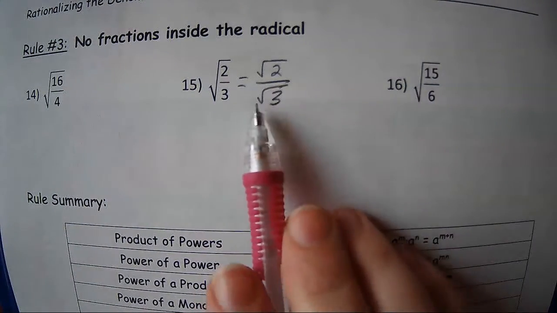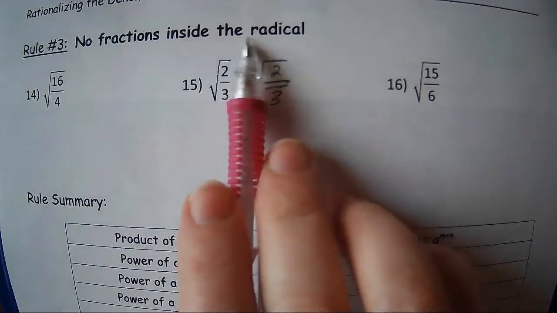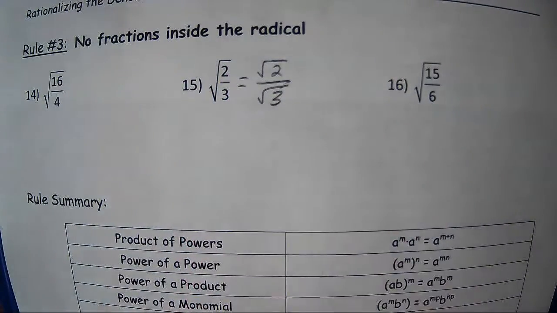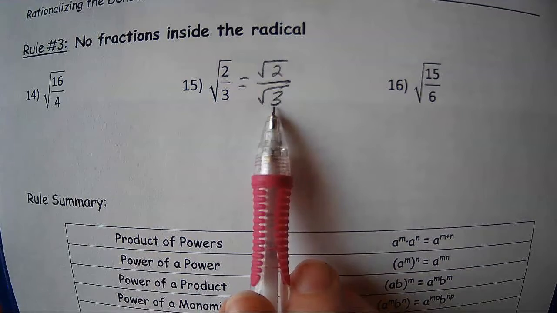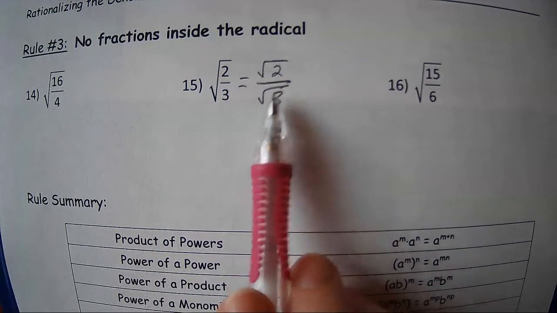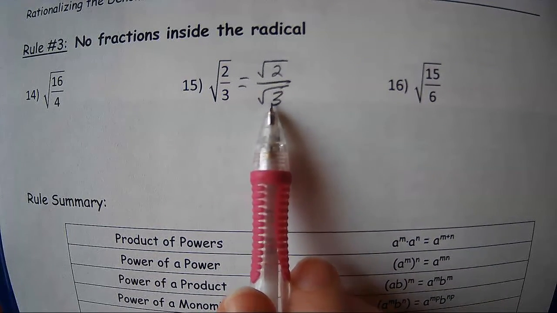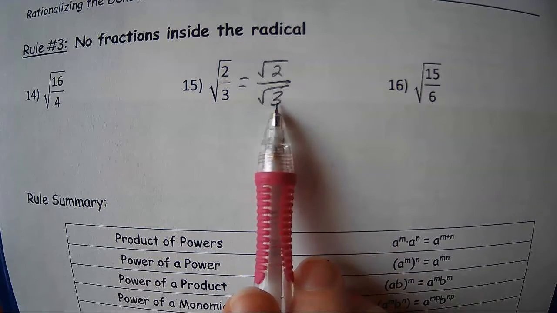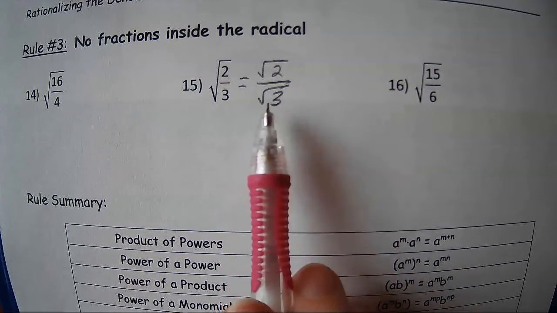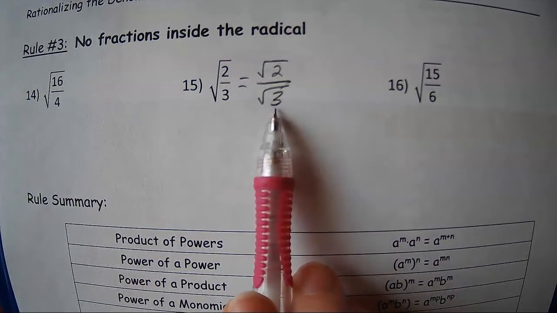Now that we've done rule number 3, we've got rid of the fraction underneath the radical. Now we go back to rule number 1, no perfect squares underneath the radical. Well, there's not any. 3 and 2, those are not perfect squares. Well, let's see, can we reduce it? 2 over 3, radical to radical. Nope, we can't reduce it. So now we do rule number 2. We need to get rid of that radical in the denominator.